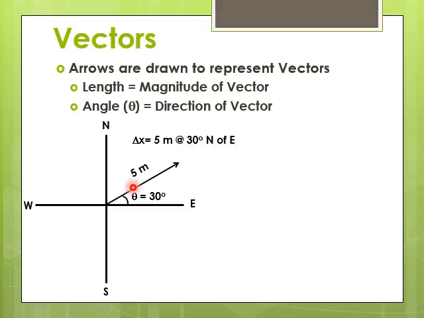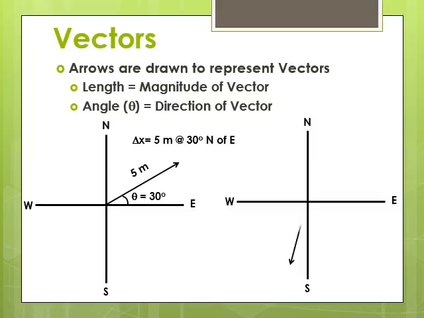We could identify this angle over here. I mean, that's pretty simple. 90 minus 30 gives me a 60-degree angle here. So we could say our displacement is 5 meters at 60 degrees east of north, and it would identify the exact same direction.